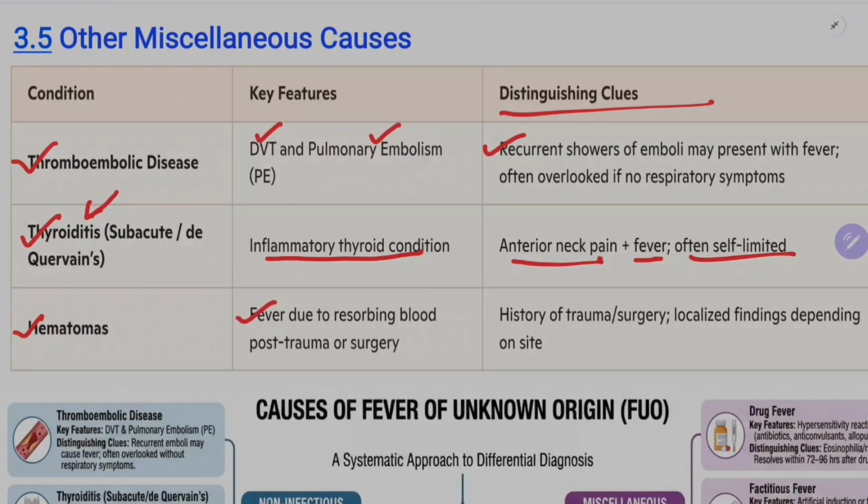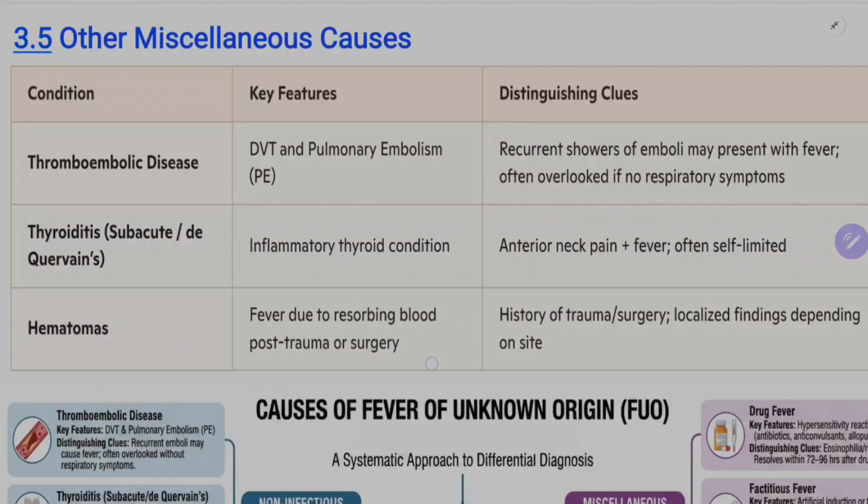Hematomas: fever due to resorbing blood. This is usually seen post-trauma or surgery. Distinction clues: there will be history of trauma or surgery, and localized findings depending upon the site. So this is about other three. In other three you will have thromboembolic disease, thyroiditis and hematomas.